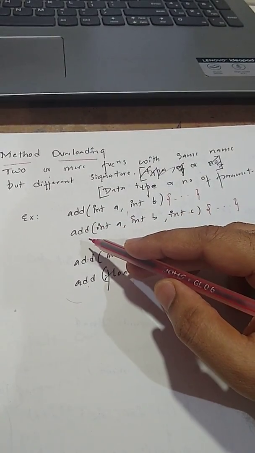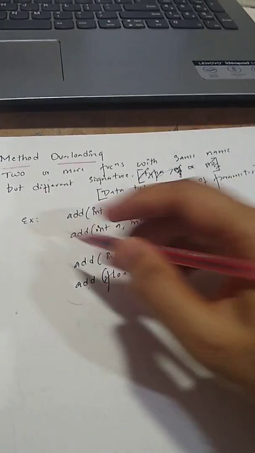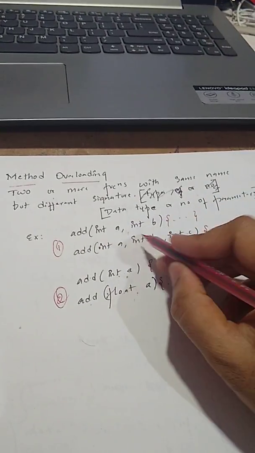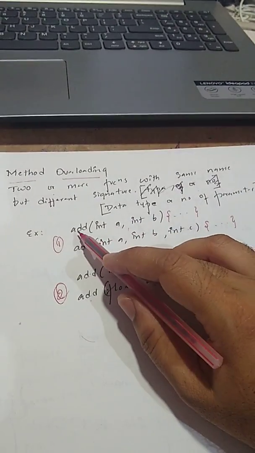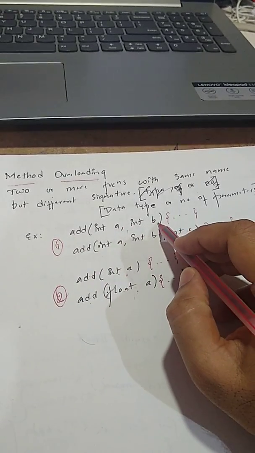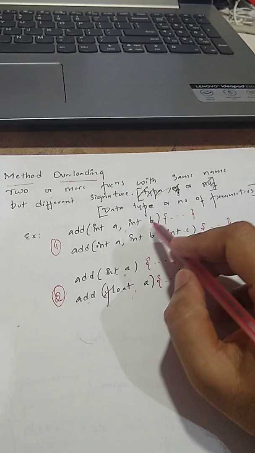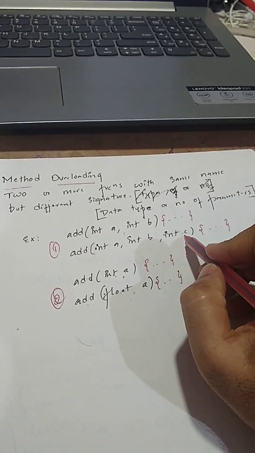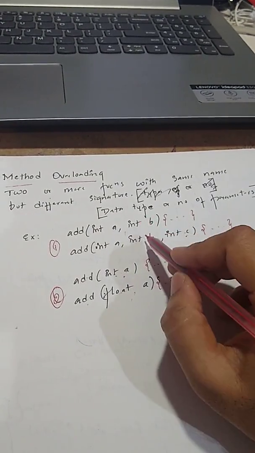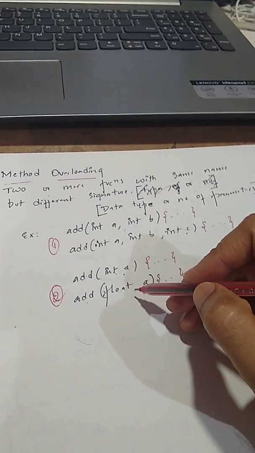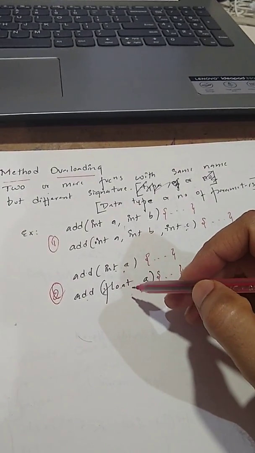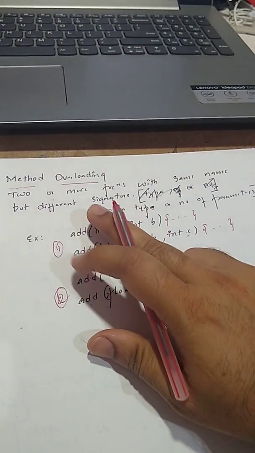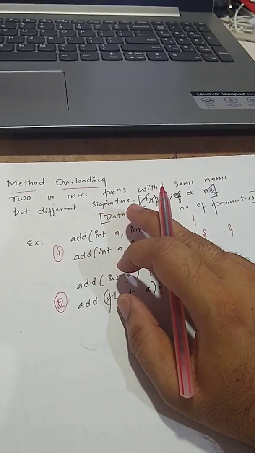If you consider this particular example, example number 1, this is also called method overloading because the functions have the same name, but here the number of parameters is different. How is the compiler going to differentiate? If you pass two values, the compiler executes this one. If you pass three integer values, the compiler executes the second one. Depending on the number of parameters or data types, the compiler executes the corresponding function even though the functions have the same name. Two or more functions with the same name but different signatures is called method overloading.